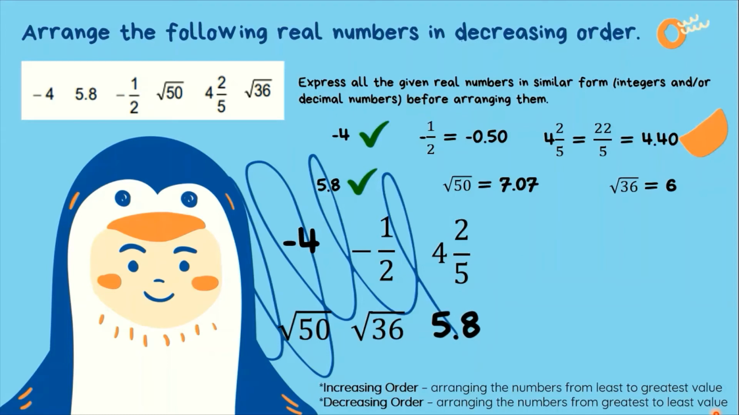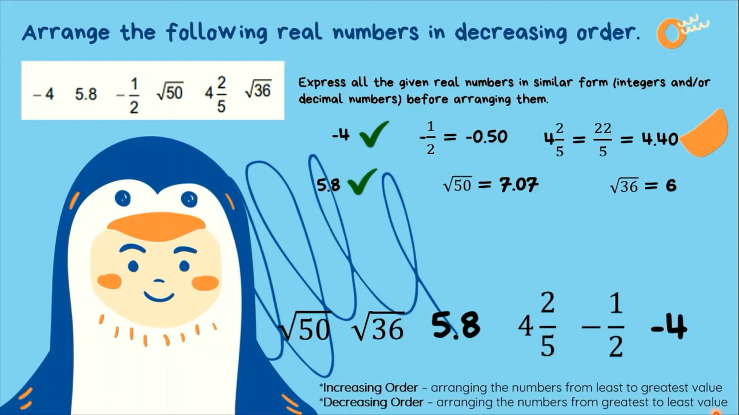Sumunod si 5.8, siya kasi 4 and 2/5 na may value na 4.40. Saka na natin ngayon isusunod si negative 1/2, dahil siya ay may value na negative 0.50. Least natin o ang pinakahuli natin ay si negative 4 dahil negative 4 ang may pinakamaliit na value sa kanilang anim. Yan mga bata kung paano nga ayusin ang real numbers into their decreasing order.